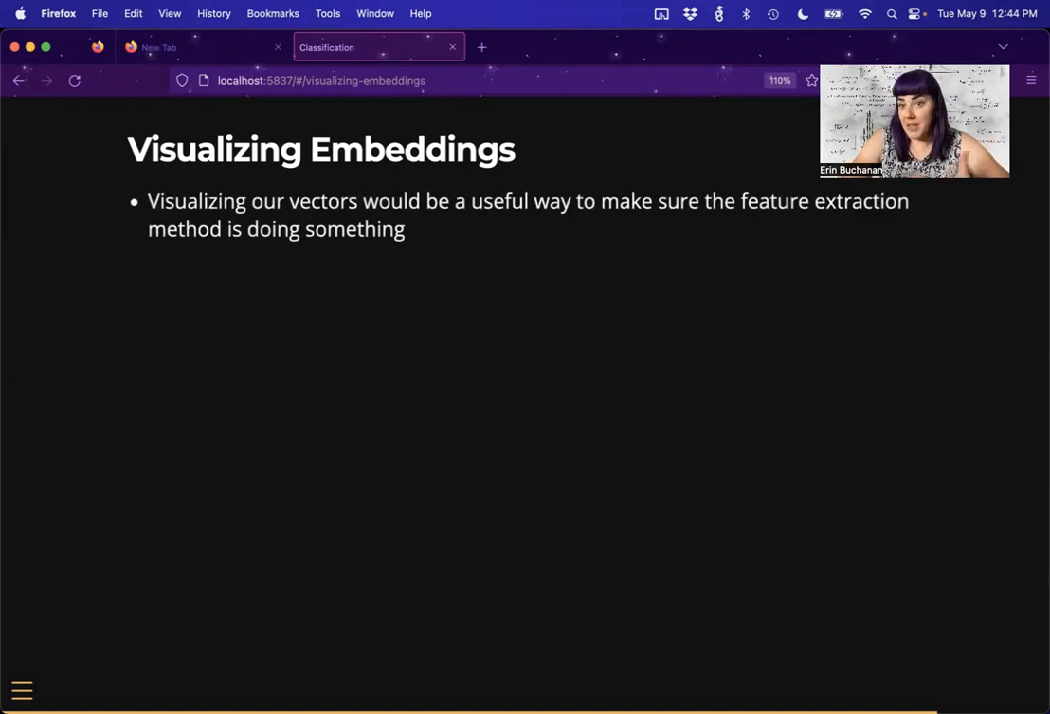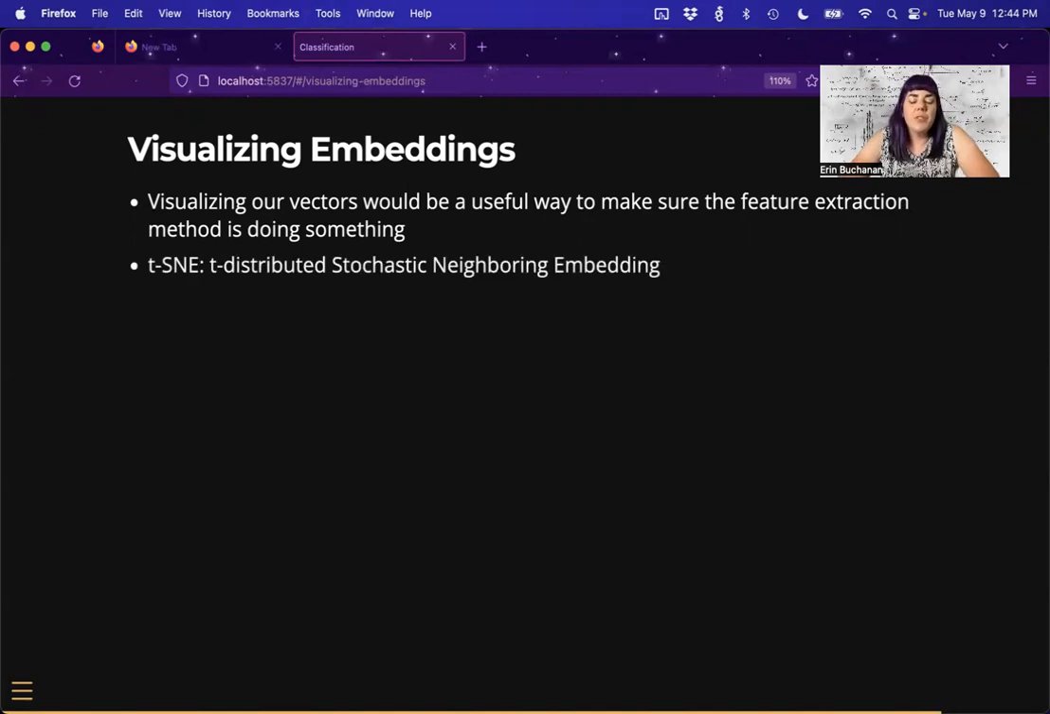So visualizing these vectors, not only is it cool, it might help us think about the extraction method. What is this thing doing? And is it going to be useful? Or is there something that I'm missing that might be a good predictor?